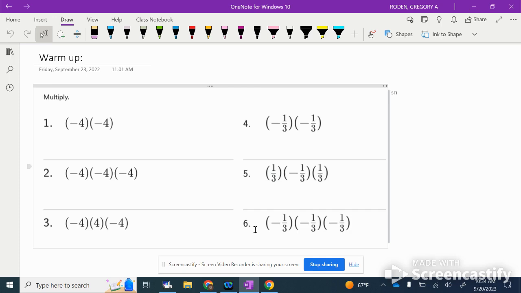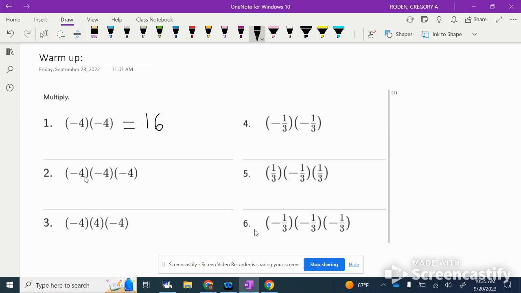Okay, so on the first one, guys, we have a negative number times a negative number. If the numbers I'm multiplying are the same sign, what is my result going to be? Positive. If they're the same sign being multiplied together, two positive numbers or two negative numbers, my result will be positive. So I know my result's going to be positive, and then I have 4 times 4. What's 4 times 4, guys? 16. So we're going to have positive 16.